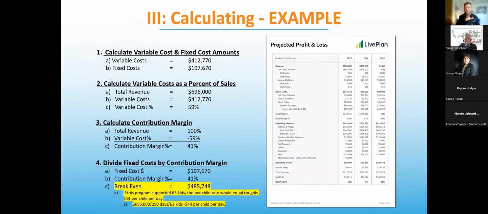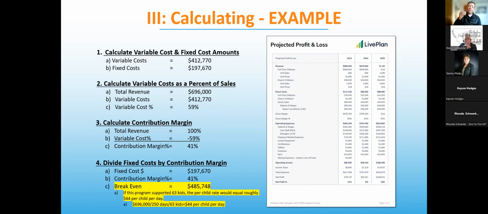I told you what I told you. Now I'm going to tell you again with another example. I pulled this example out of our program, Live Plan. So it's not a real business, but it is a sample company. In this example, we've calculated fixed and variable. And if you can see direct costs there, 117,640, that is not the same as variable cost. How did I get to 412,770?